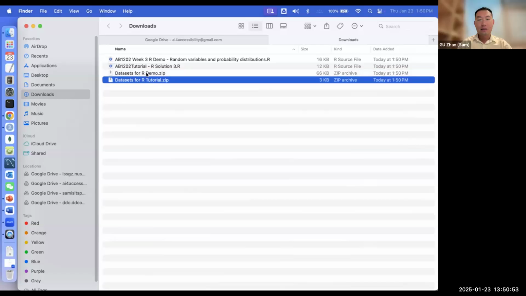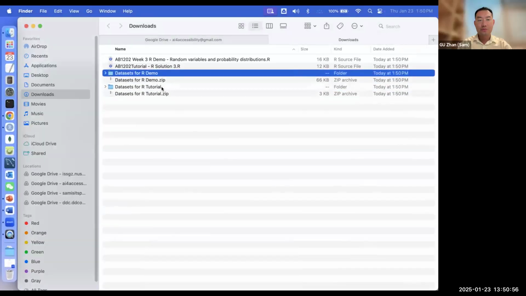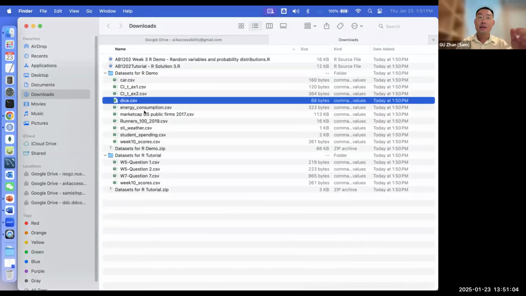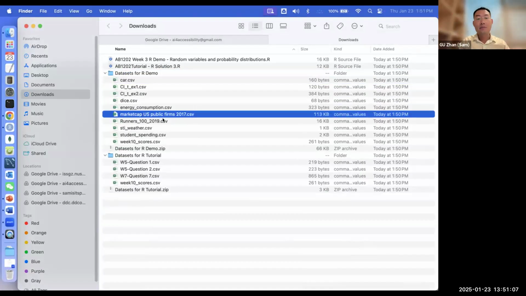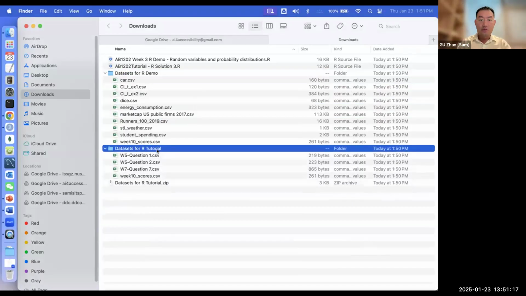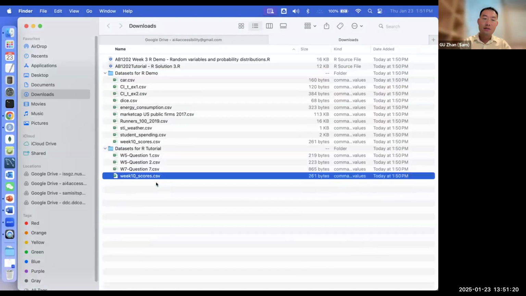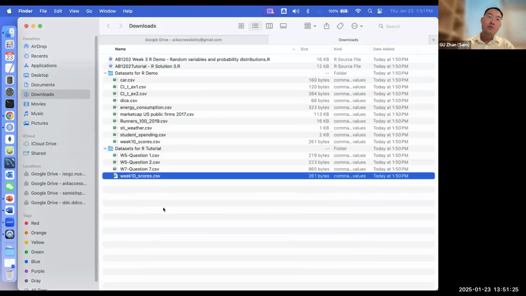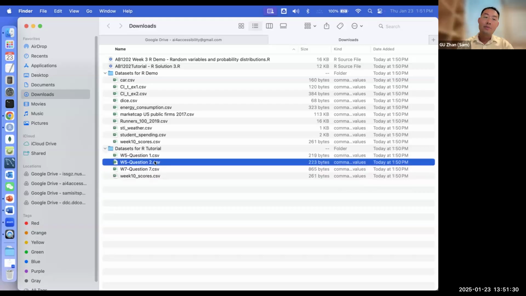So first thing is unzip these 2 data files. So you open it, you will see a few CSV files for R demo. So these are the CSV files that will be used during the R demo and those data sets being used in your video tutorial, in your video lectures. For the data set for R tutorial, some of the R tutorial from week 5, week 7, and week 10 requires you to use some data set. So I have curated and placed them all here.